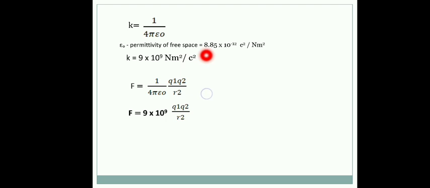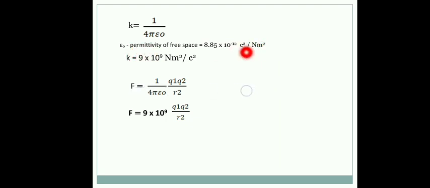Epsilon naught is a constant, and it is known as permittivity of free space because we have considered two stationary charges in vacuum or in free space. Free space means vacuum itself. So epsilon naught is the permittivity of free space. Its value is 8.85 into 10 raised to minus 12 Coulomb square per Newton meter square. This value is always constant. The value of epsilon naught remains the same.